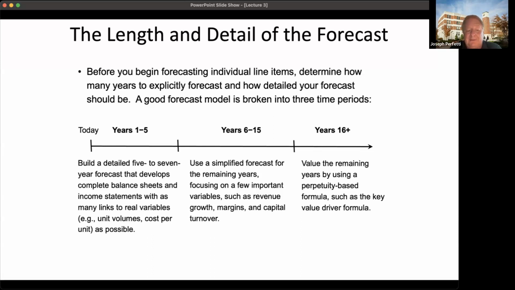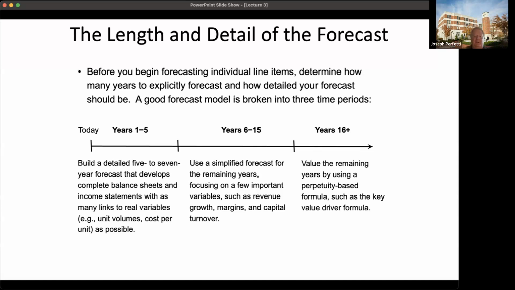That is more ideal. But because people build these reusable models, they usually will just arbitrarily say, I'm going to forecast 5 years and then continuing value. I'm going to forecast 10 years, then continuing value. And probably 5 years is the most common one that's done out there for bigger companies.